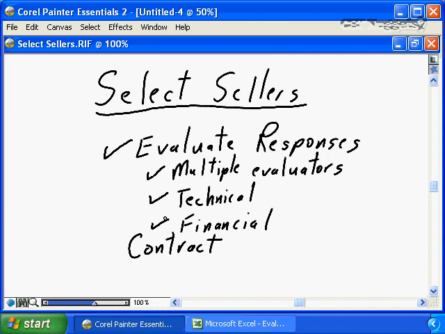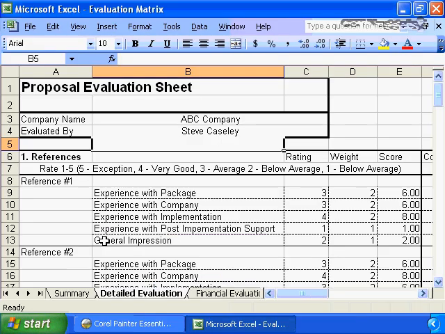But you don't want to let finances be part of the evaluation criteria before you've determined that the fit happens, because you could end up buying the cheapest package that doesn't satisfy the project requirements. And then the final step is the production of the project contract itself. So the evaluation process, we come back to our proposal evaluation sheet.